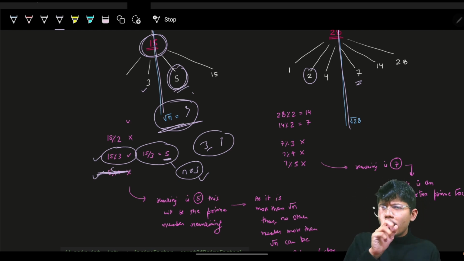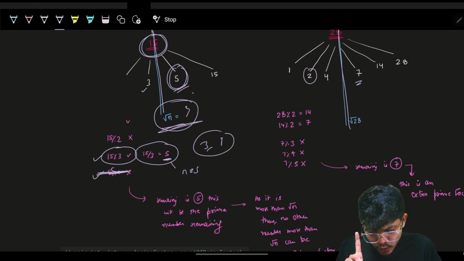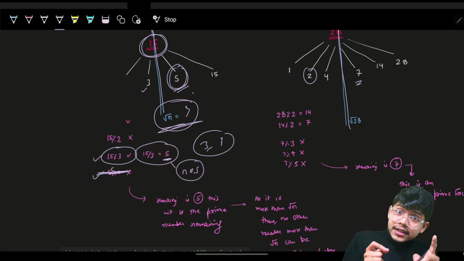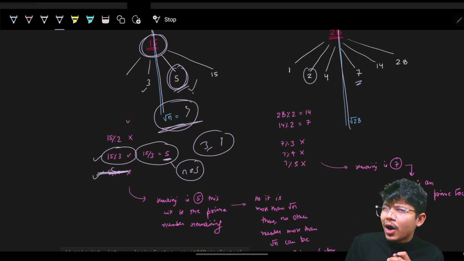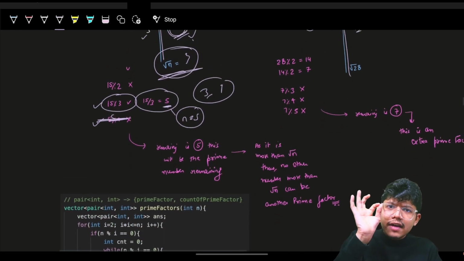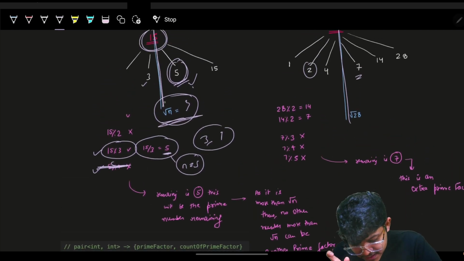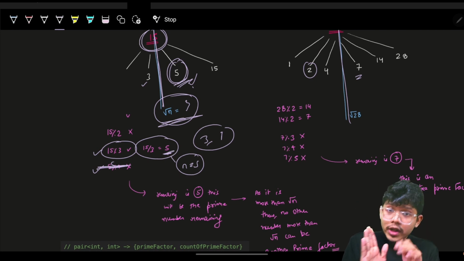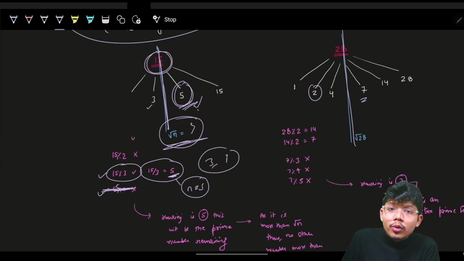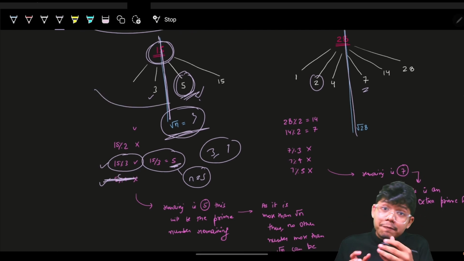Aryan, okay, we want to find the prime factors. So you are saying right now that this 5 is a prime factor, and that this prime factor will have a frequency of 1. But how are you so sure of that? Because very simple: I know that this remaining number is more than my root n. If it had been less than my root n, it would have been covered here itself.